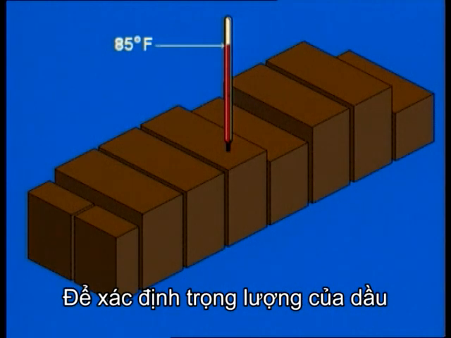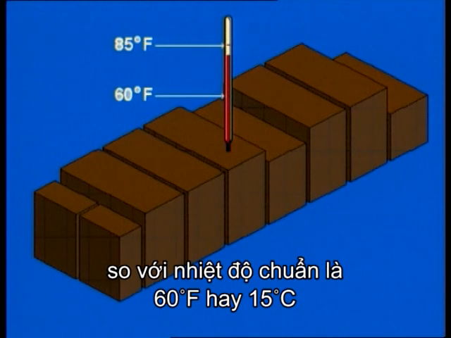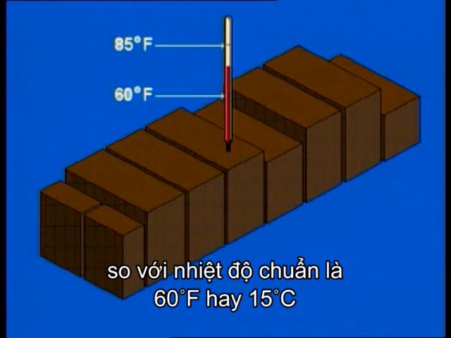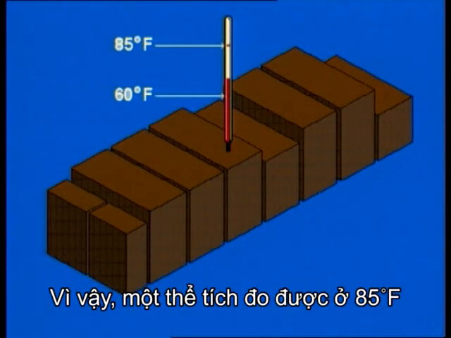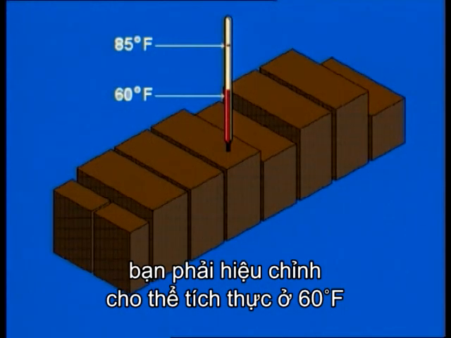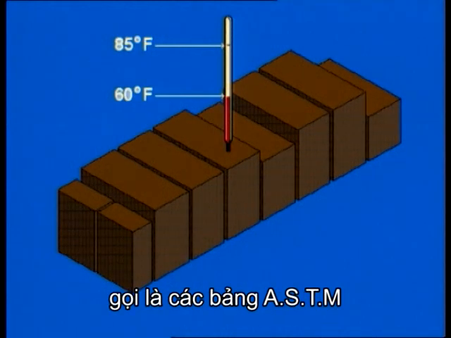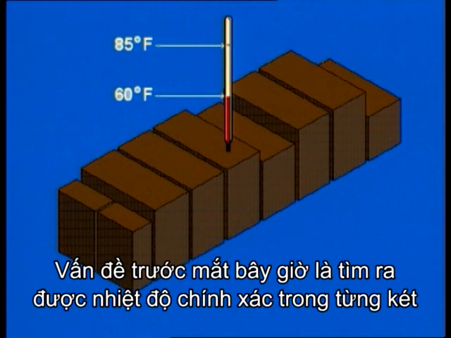To be able to find the weight of the oil, you start by reducing the measured volumes to a standard temperature of 60 degrees Fahrenheit, or 15 degrees centigrade. So a volume measured at 85 degrees Fahrenheit must be reduced to a net volume at 60 degrees Fahrenheit. To do this, we use the reduction tables, the so-called ASTM tables. We will return to this in a moment. Your immediate problem now is to find the accurate temperature in each tank.